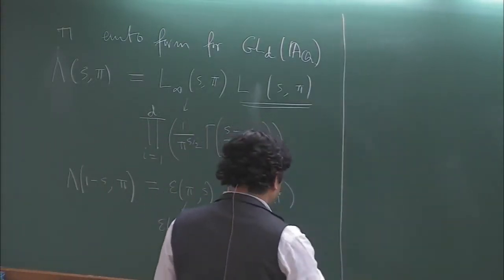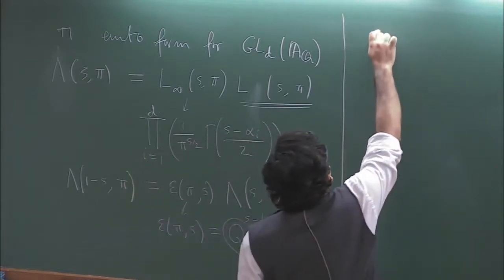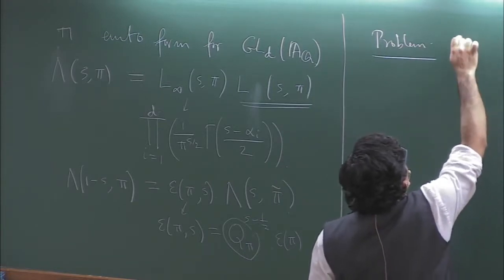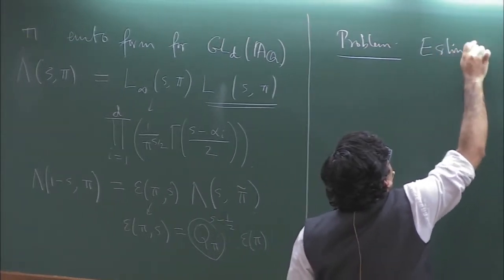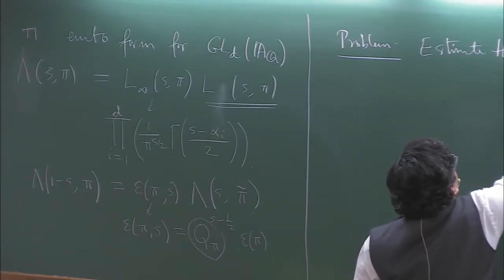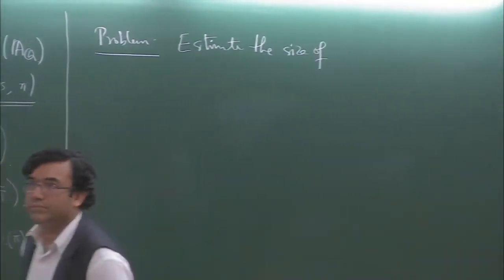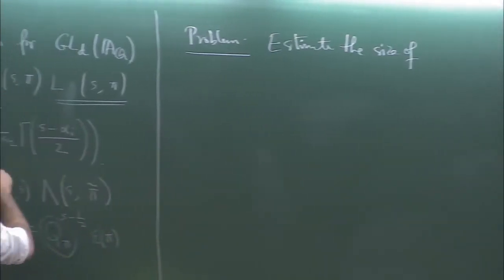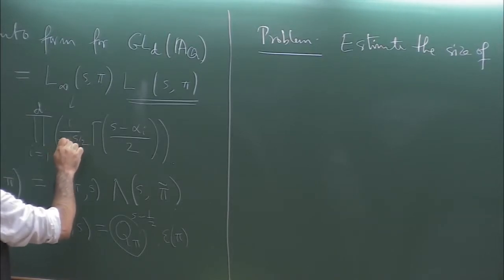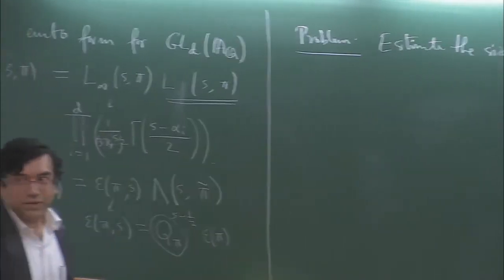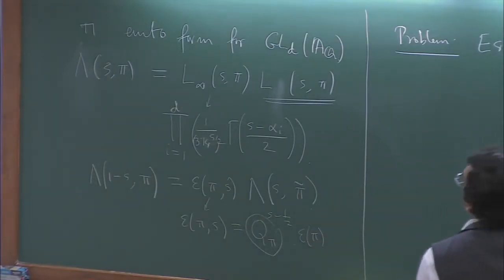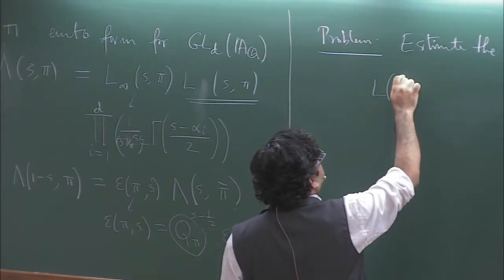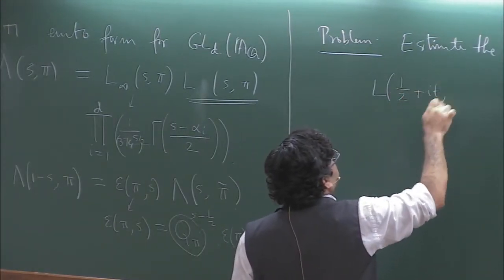All right. So the problem is to estimate the size of the L function inside the critical strip, and that's more or less the same thing as trying to estimate the size on the critical line.